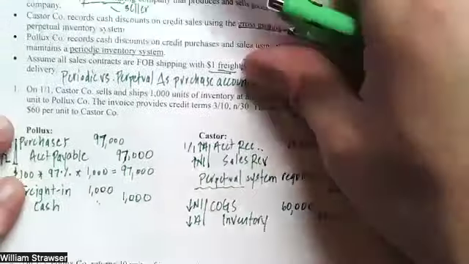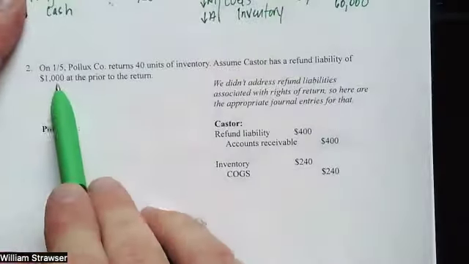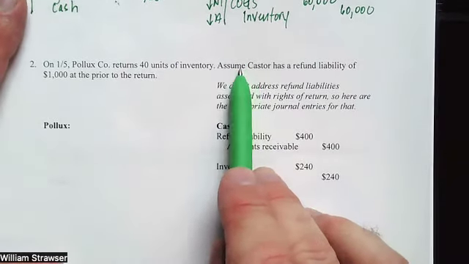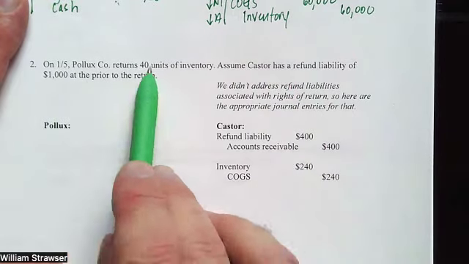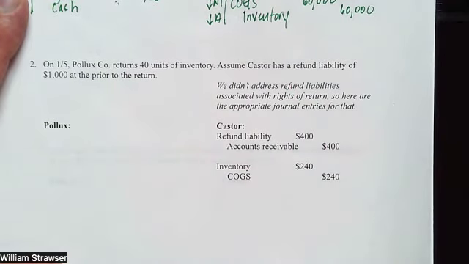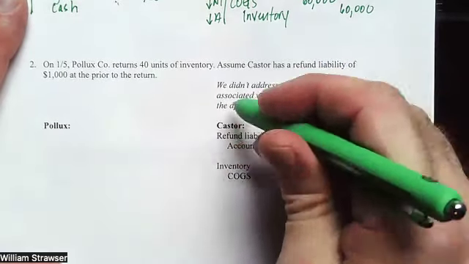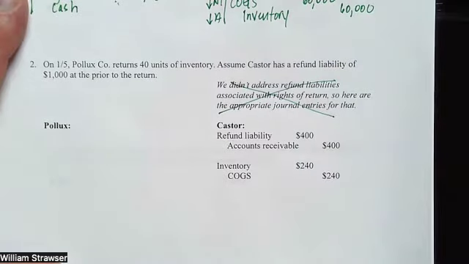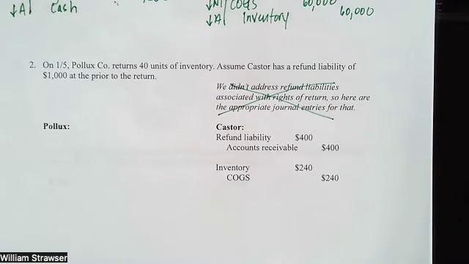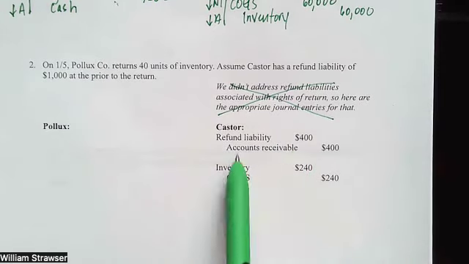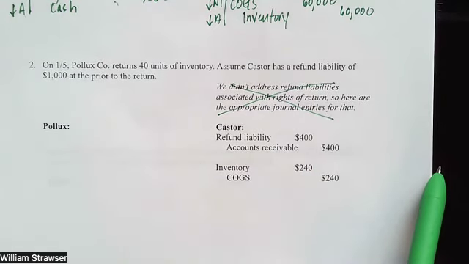All right. On 1.5, Pollock's return is 40 units, right? Assume that Caster has a refund liability of $1,000 prior to the return. So we're having some returns here. We can X this part out because while I didn't address it with my prior semester class, we have addressed refund liabilities. So this would be something that you're capable of doing. But let's deal with it from Pollock's side first, and then we'll discuss this and refresh our memory about that.